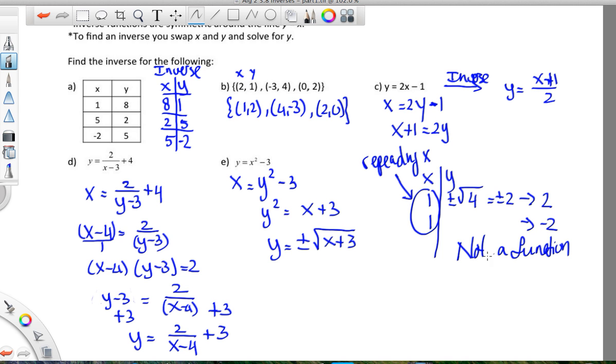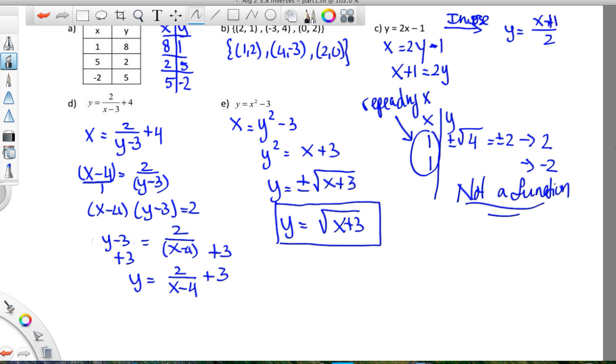Okay? So to fix that, people then say, well, let's just use the positive one. So if I cheat a little bit, I could say that y equals x squared minus 3 has as its inverse y equals the square root of x plus 3, and that's not completely true. We will talk about this more, so this is for later, as in another lesson, and we will talk about exactly what's going on here and what is not allowed.